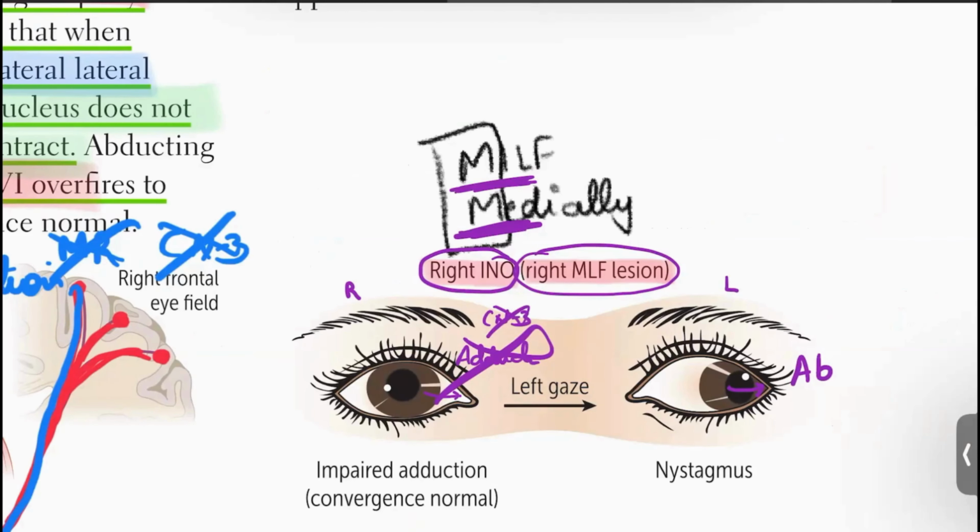And what about the left eye? The left eye will overfire, the abducens nucleus will overfire, and it will manifest as nystagmus. So there is impaired adduction in the affected eye, and we name the internuclear ophthalmoplegia according to it. Like if the right eye is not adducting, it is right internuclear ophthalmoplegia, a right MLF lesion, and the opposite eye will undergo nystagmus. That is what is happening here. Okay, this is what internuclear ophthalmoplegia is, right and left internuclear ophthalmoplegia.